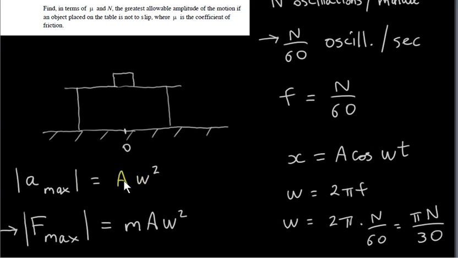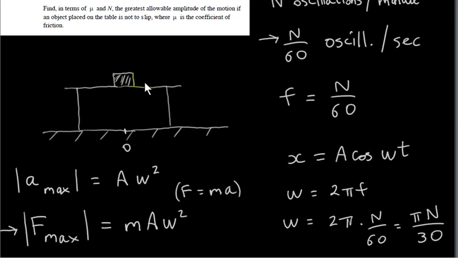Now we can apply Newton's second law to get the magnitude of the maximum force acting on this object. We just multiply the mass by the acceleration. This is just F equals ma. So we just multiply m by A omega squared. Now the question is, what is the maximum force acting on this object? The object is remaining in contact with the table.